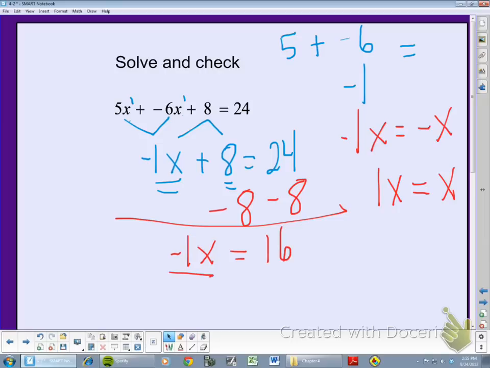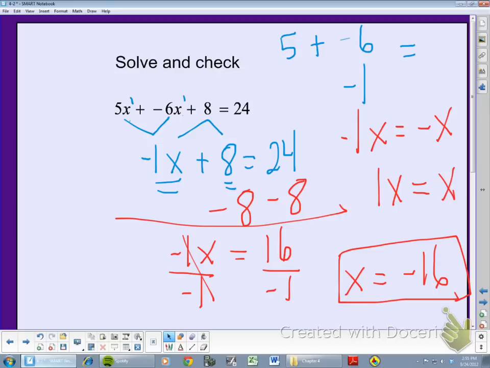Now to get rid of this coefficient, I divide by -1. When you divide a number by -1, all it does is change the sign. Okay, so x is equal to -16. You can certainly put that back in to check it.